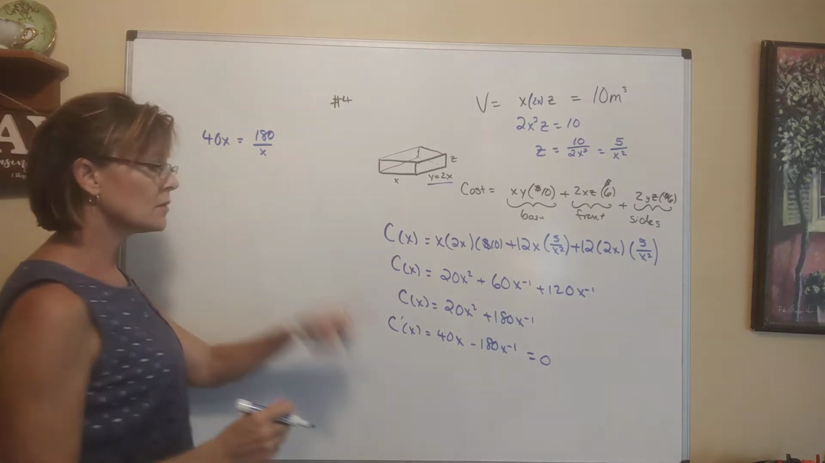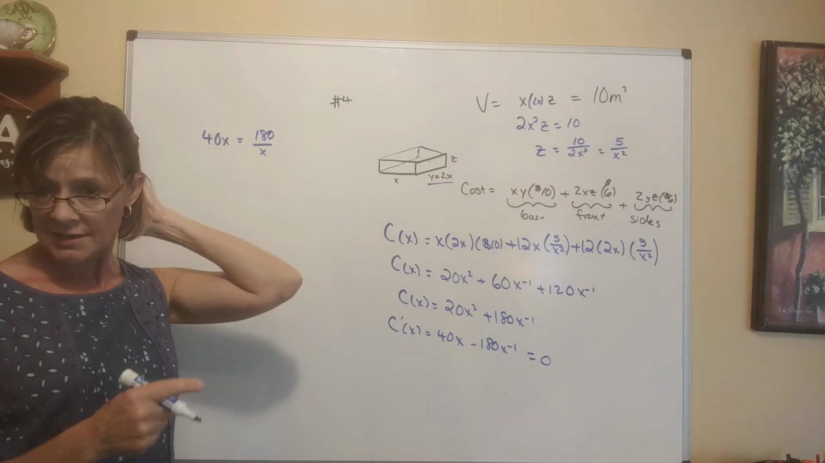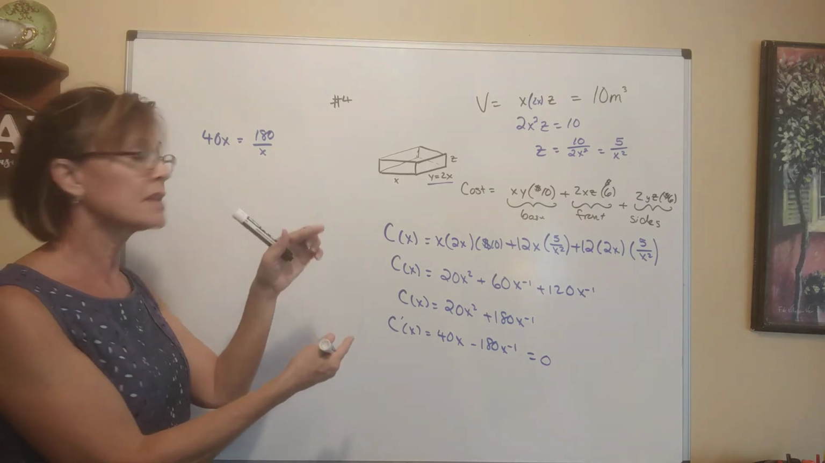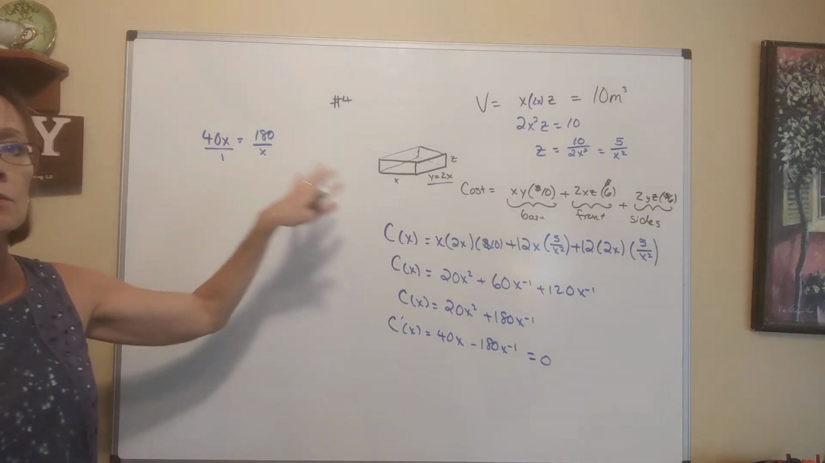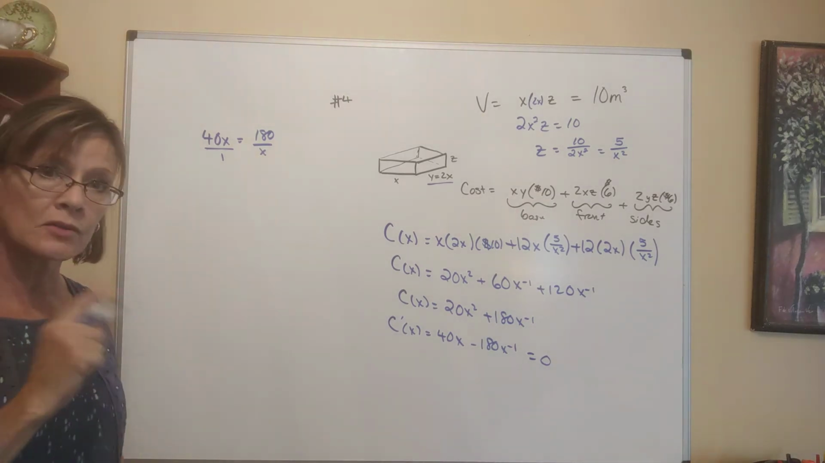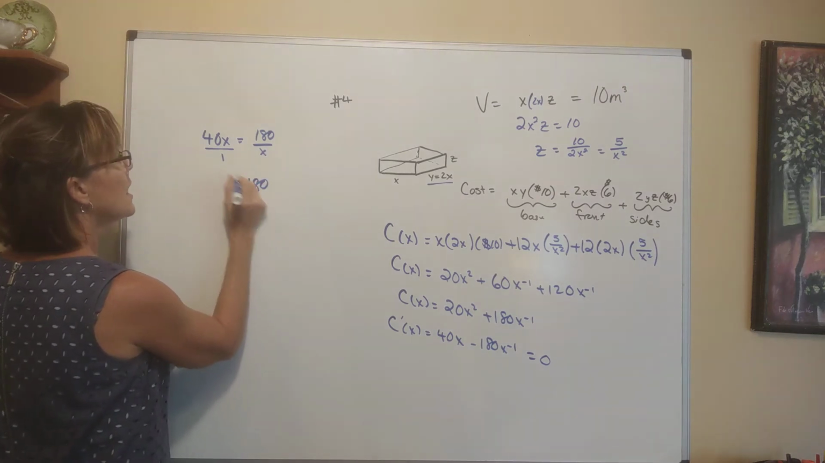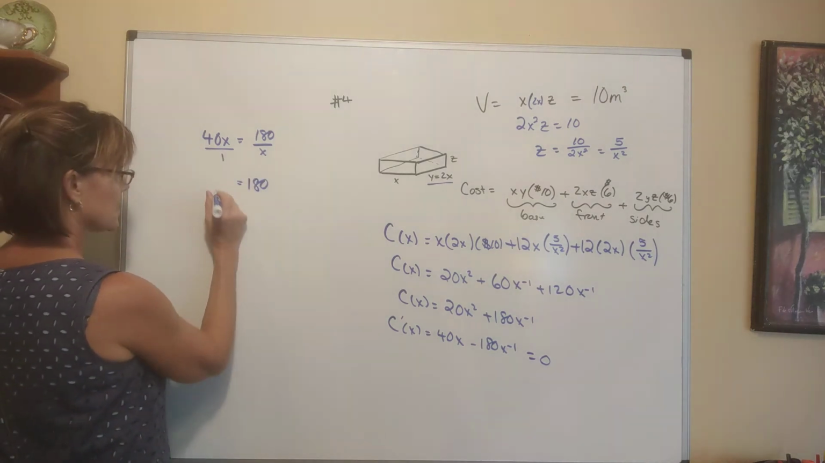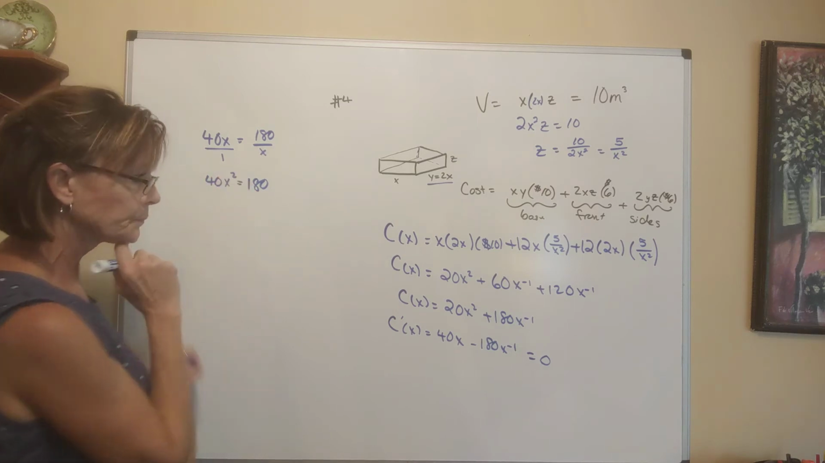So I did two things when I moved from here to here. I added 180 x to the negative 1 to the right side, and then I rewrote my negative exponent as a positive exponent. The reason I did that is because I have a fraction equals a fraction, and I want to solve this by cross multiplying. So 1 times 180 is 180, and 40x times x is 40x squared.